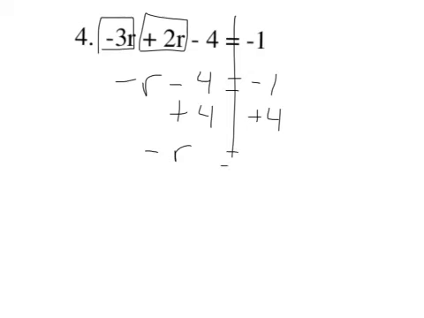Negative r equals 3. And we know that a negative r equals 3, but we want to know what a positive r equals. So I'm going to divide both sides by negative 1. A negative divided by a negative over here gives us a positive r equals 3 divided by negative 1, which is negative 3.